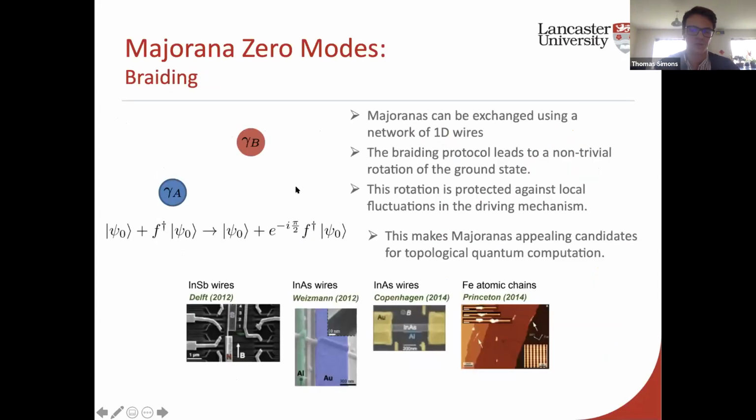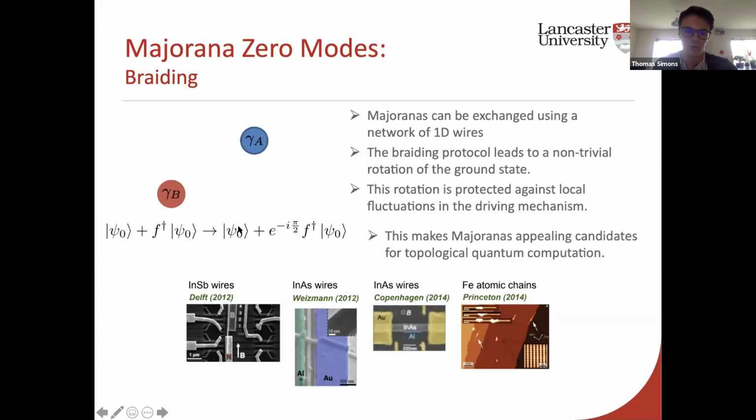One thing that makes these zero modes particularly interesting is the fact that they are anyons, and so they obey non-abelian statistics under exchange. If we consider the case where we interchange the positions of two of these Majoranas, this would result in a non-trivial rotation of the ground state of our system, rather than just the accumulation of some phase factor.